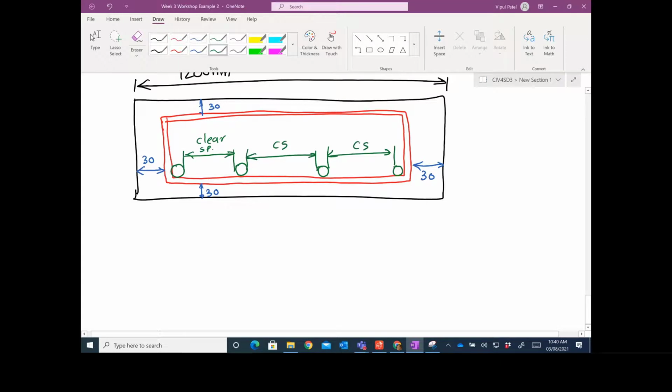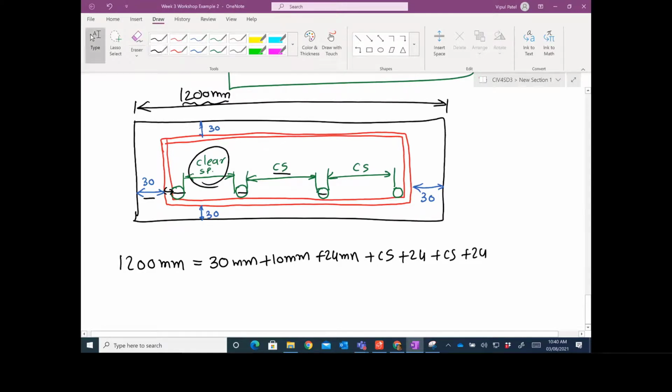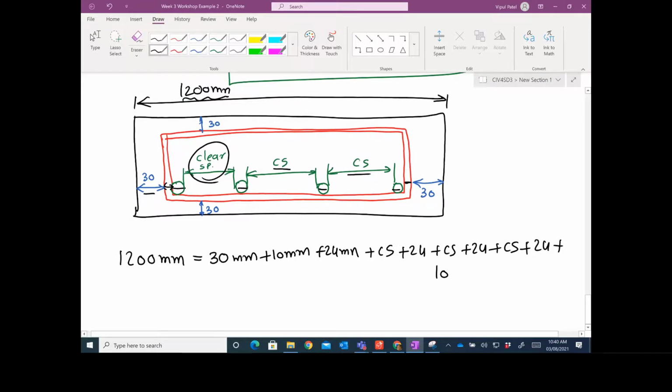So how do I do it? Let's watch it. This 1200 millimeters equals this 30 millimeters plus this 10. You with me, right? 10. Then you have 24, then you have clear spacing, CS. Then you have 24, then clear spacing, then 24, then clear spacing, then 24. If you are smart, you can do it quickly, but just to start with, 10 plus 30. I hope you understand that.